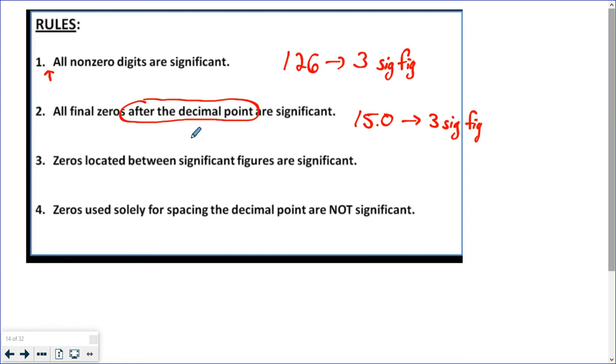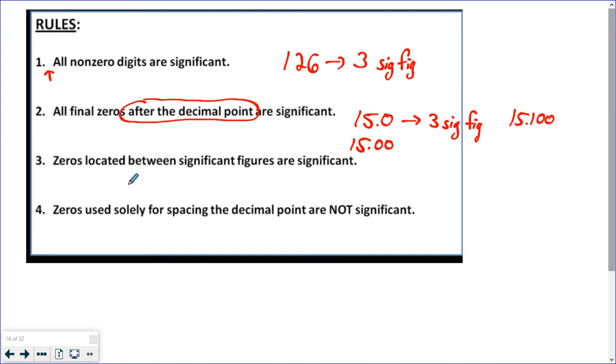If I did something like this, what if I did 15.00? All of those zeros count because they're after a decimal point. What if I did something like this, 15.100? Well, all those zeros count, and so does the 1, because rule number 1 says all digits that are not zeros count. So this would have 4 significant figures, and this would have 5 significant figures.